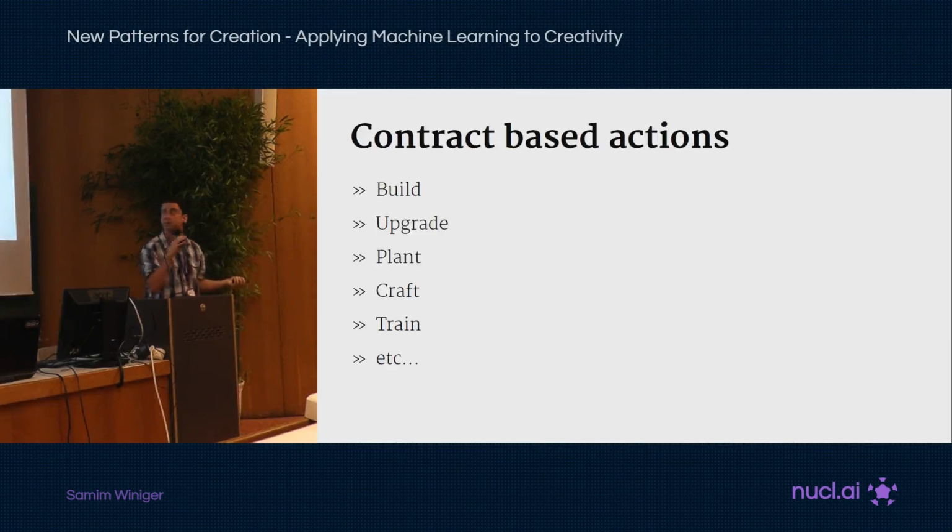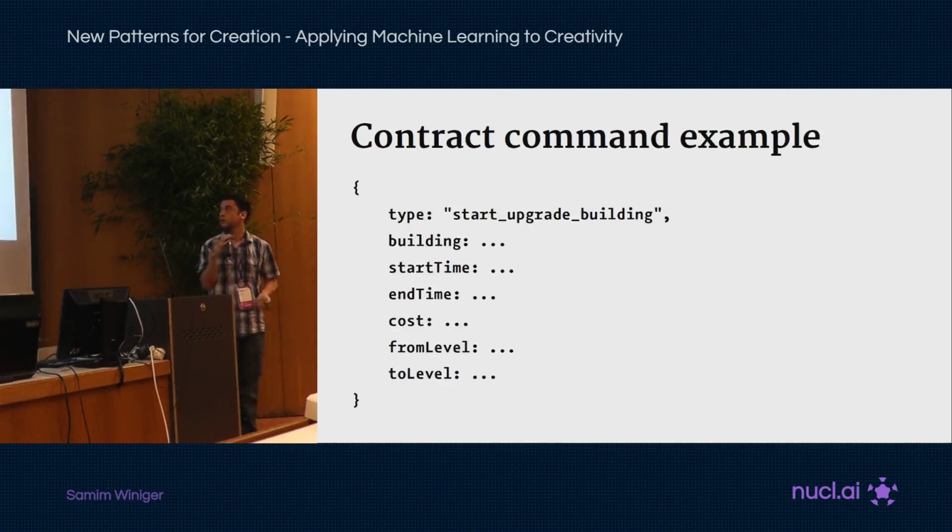Quite simple. So what are the contract-based actions? Build a building, upgrade this building, plant something, craft something, train something, repair something. All the things which have a cost, duration, and reward afterwards are actually contracts. Okay, so we would like to send this contract command.